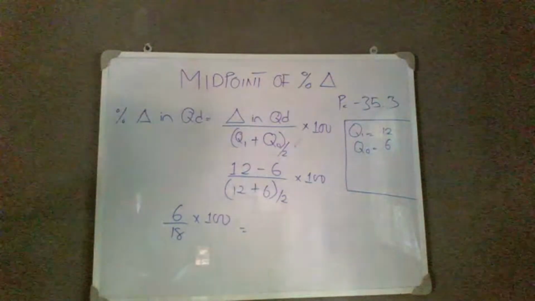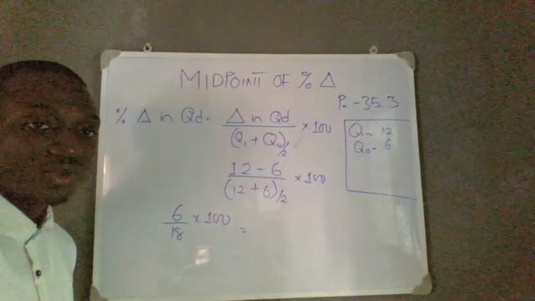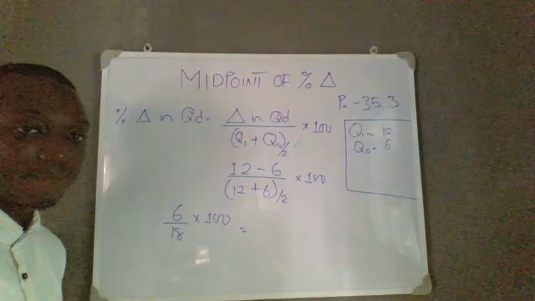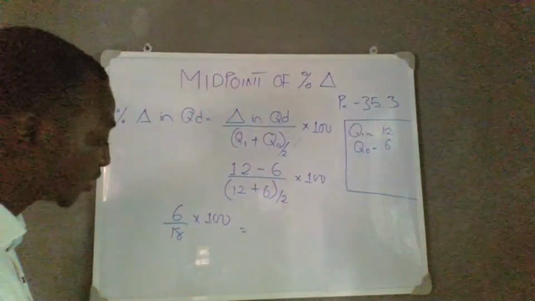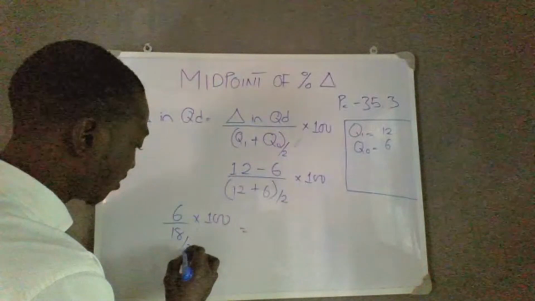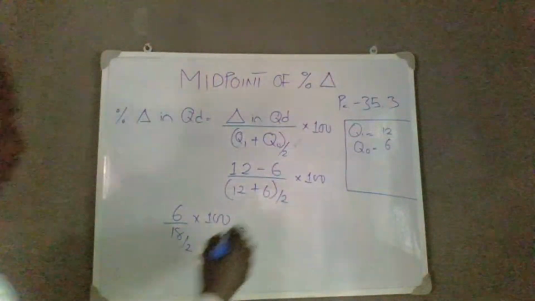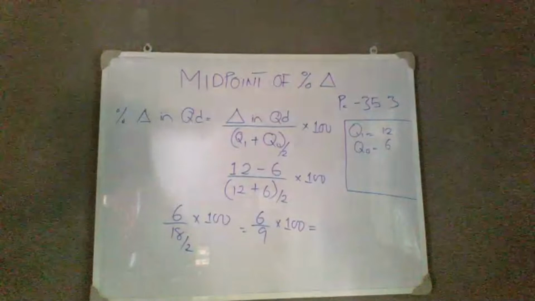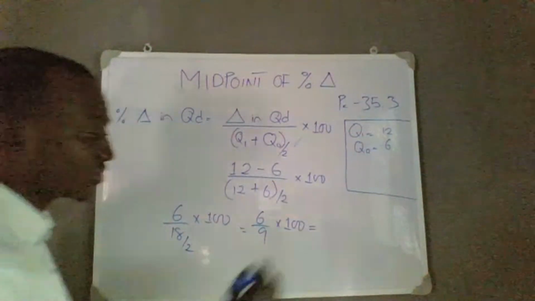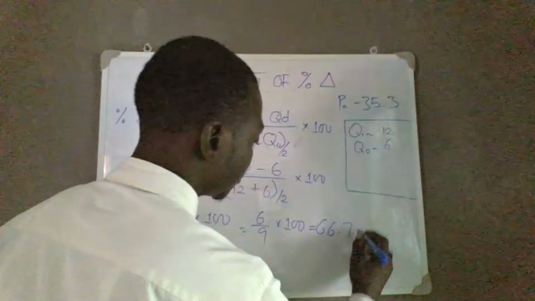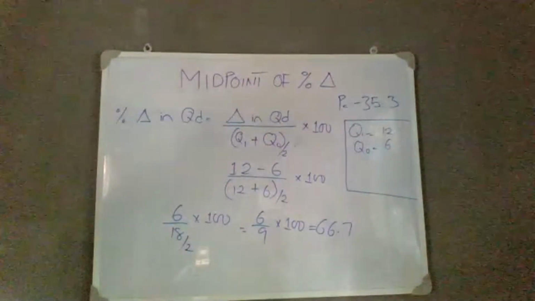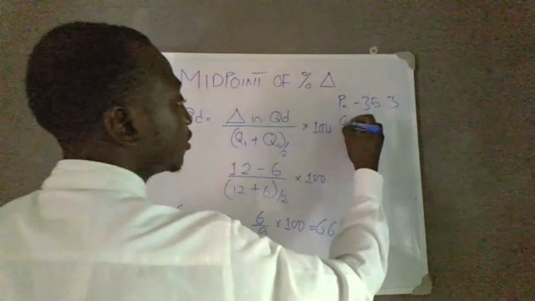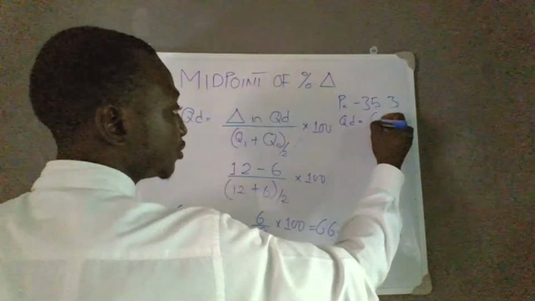Then we have 6 divided by 9. I have to break this down as well. So this is giving us 6 divided by 9 multiplied by 100, and then we have our answer as 66.7. So for the percentage change in quantity demanded, we have 66.7.